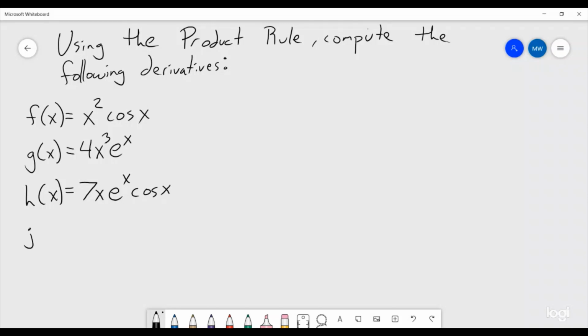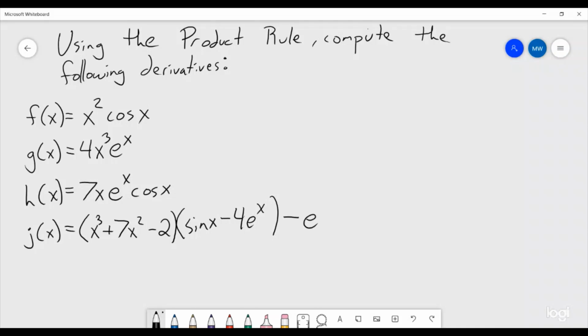And we got j of x is equal to x cubed plus 7x squared minus 2 times sine of x minus 4x minus e to the 2x. So we are going to compute all four of these derivatives using the product rule. So go ahead, pause the video, and tackle each one on your own, and then unpause it when you're done, and we will go through it together.